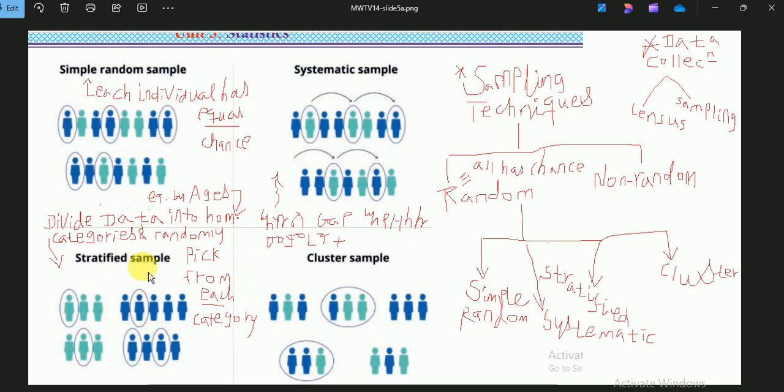In the case of stratified random sampling, after dividing the population into strata, we include each stratum. We take the sample from each stratum.